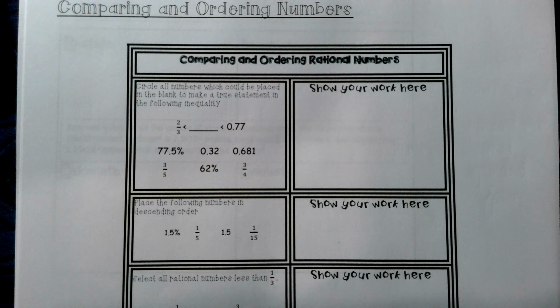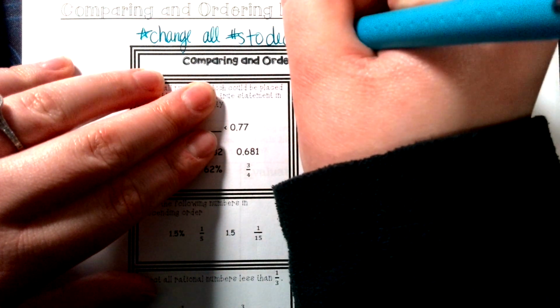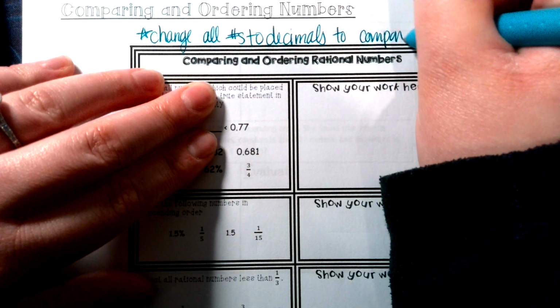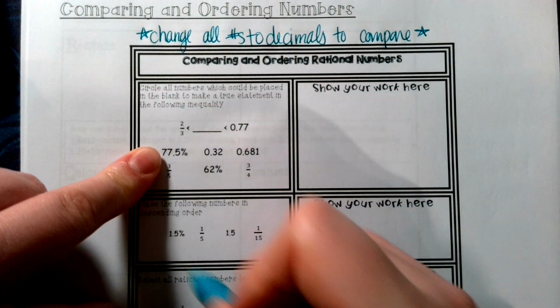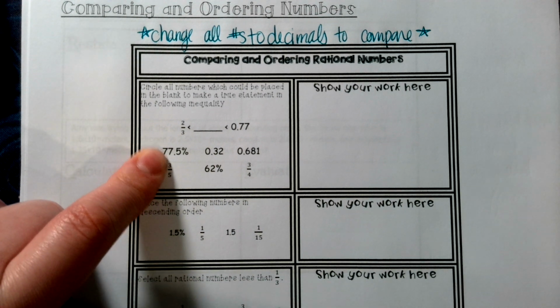So when we are comparing and ordering numbers, we always want to make sure that we change all numbers to decimals to compare. You want to turn all these numbers into decimal form so that you can compare them.